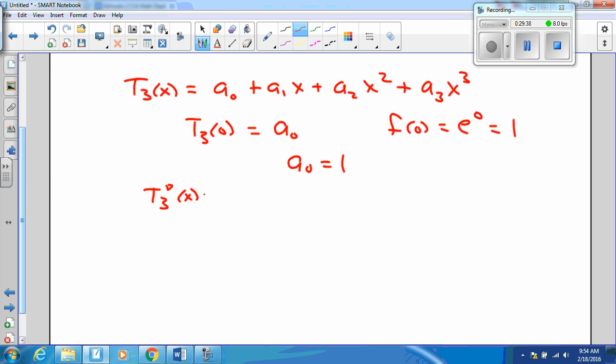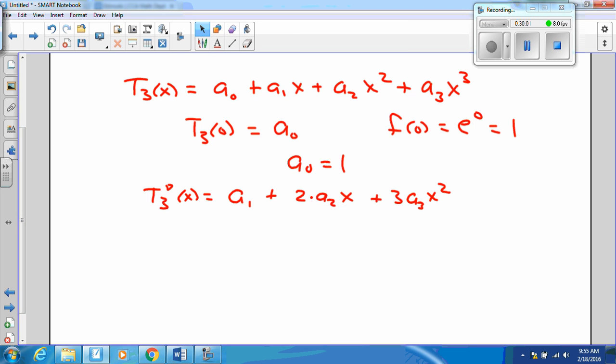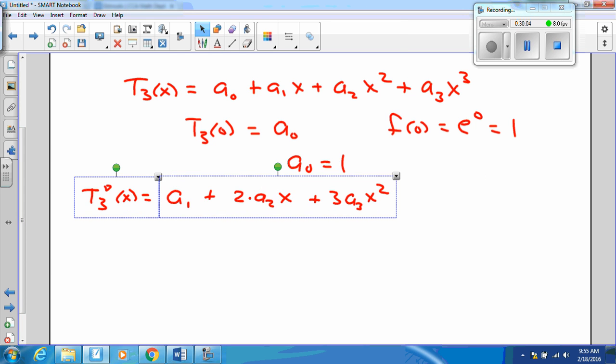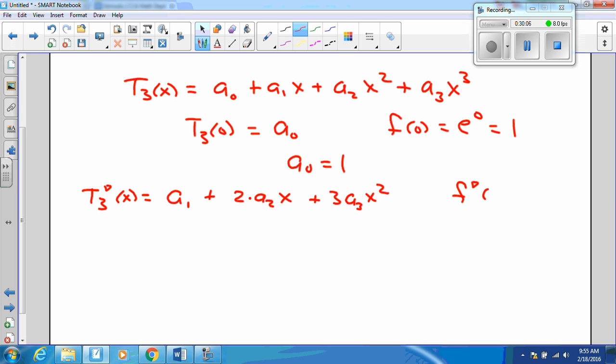Now, we'll come back and do the first derivative. The first derivative of t3, a term at a time: a0 is a constant, it drops out. For a1x, the derivative is a1. For a2x squared, the derivative is 2a2x. For a3x cubed, the derivative is 3a3x squared. Whereas f prime of x is equal to e to the x.